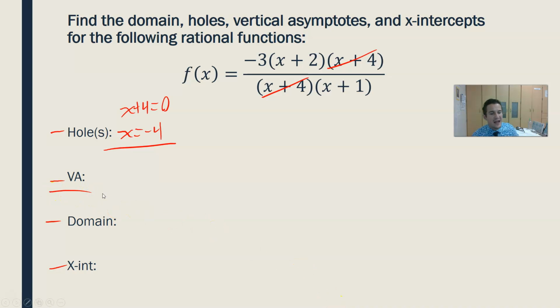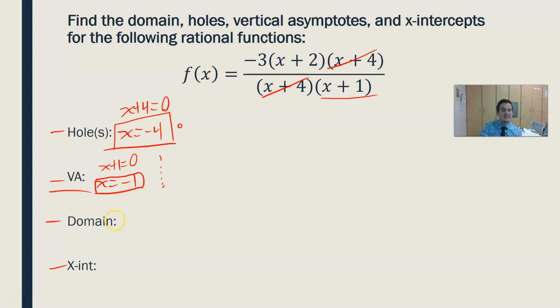My vertical asymptote is also another place where my graph isn't defined. Looking at the factor that's left in the denominator, I'm going to set x plus 1 equal to 0, and I get a vertical asymptote of x equals negative 1. So I get a hole at x equals negative 4 and a vertical asymptote at x equals negative 1. Here's a hole, here's a vertical asymptote.